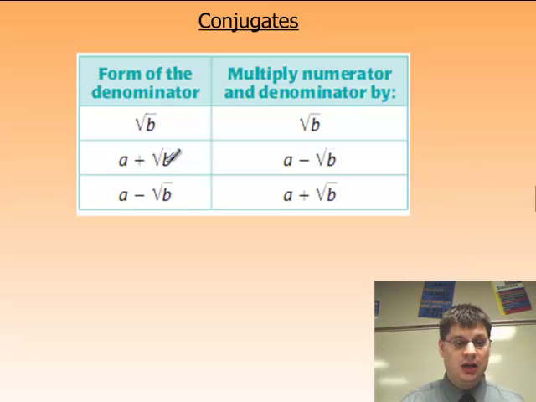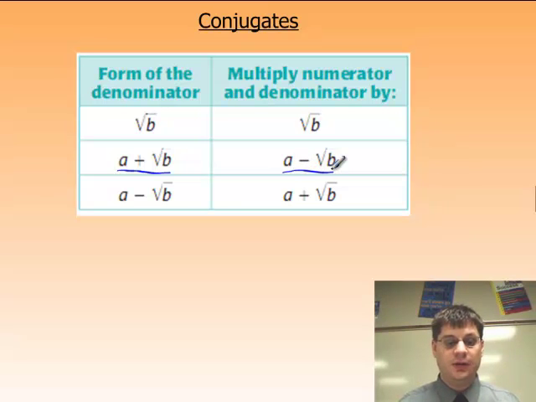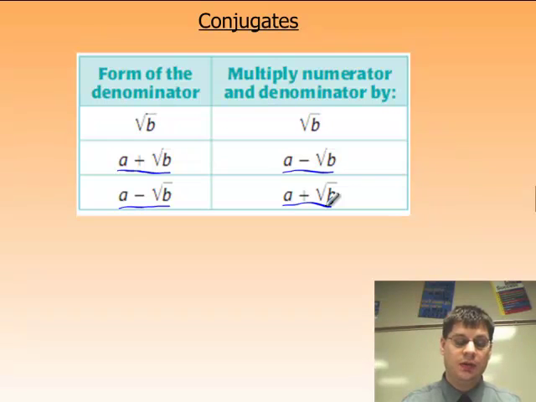In some cases, I'll get something like a plus the square root of b. Well, its conjugate, what I can multiply this binomial with, is a minus the square root of b, and that will get rid of our square root altogether. And vice versa. If I have a minus the square root of b and a plus the square root of b, that's going to get rid of our radical.